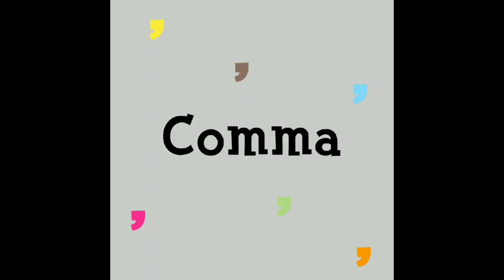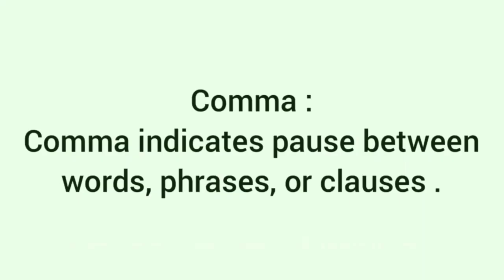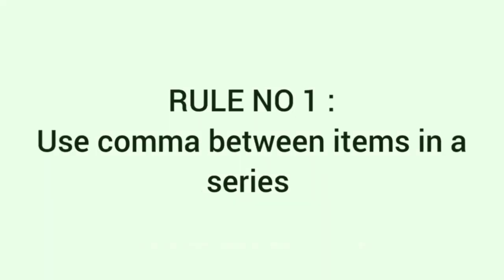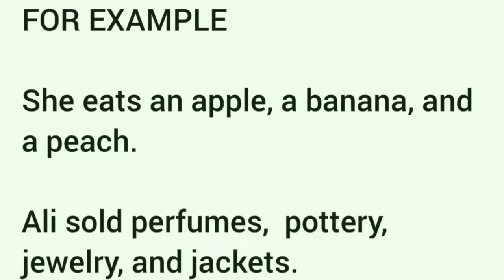Now turn to the comma. Comma indicates a pause between words, phrases, or clauses. Do you know about the five main rules of using commas? Let's dive into it. Rule number 1: use commas between items in a series. For example, she eats an apple, a banana, and a peach. Ali sold perfumes, pottery, jewelry, and jackets.